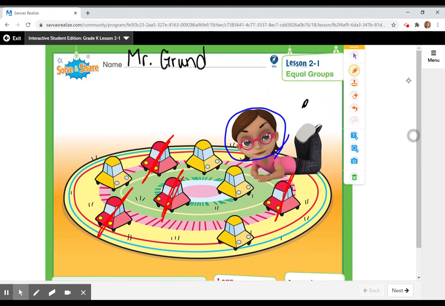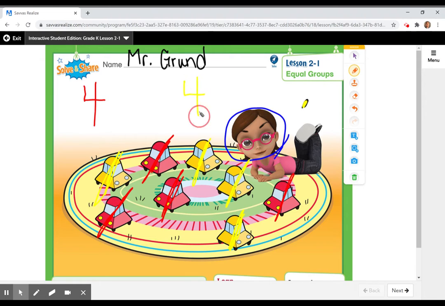And for me to remember that, I'm just going to write a 4 up here. And remember, how do we make a 4? Down and over and down some more. That's the way we make a 4. All right, so we have 4 reds. Now let's count the yellows. Ready, set, go. 1, 2, 3, 4. Then we have 4 yellows, and I'm going to write that up here too.